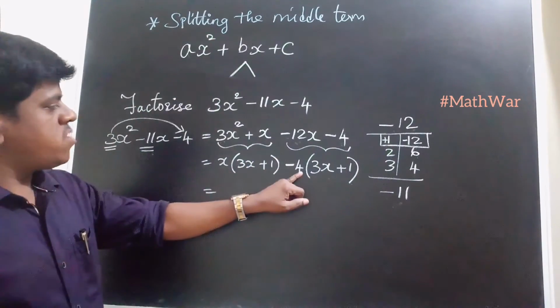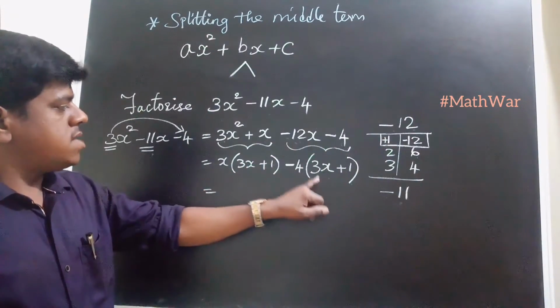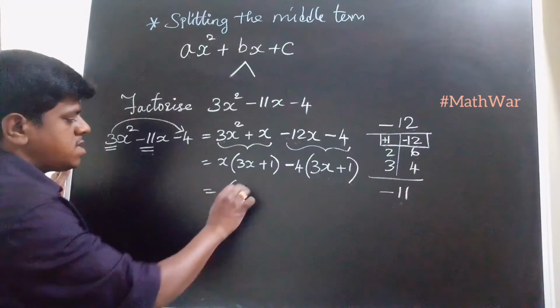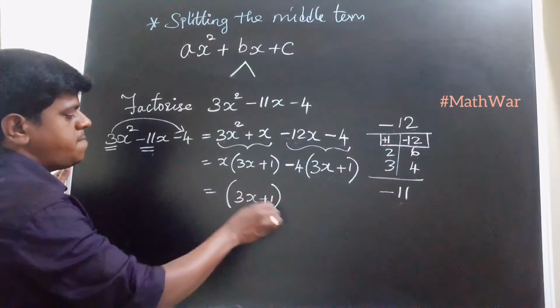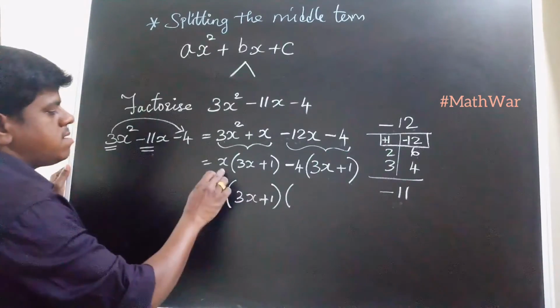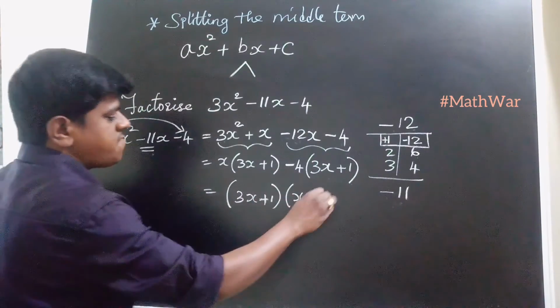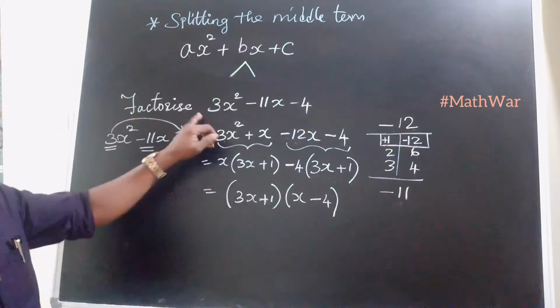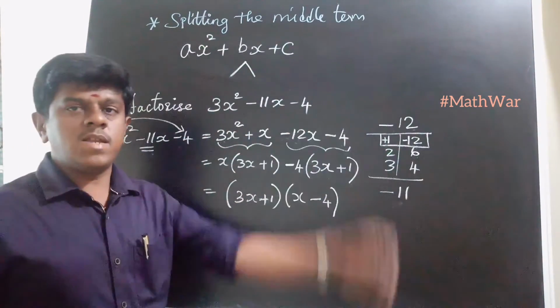Minus 4 if we take it out in these two terms, 3x plus 1 will be there. Now 3x plus 1 is common. If you take it out, 3x plus 1 into the remaining thing, x minus 4. So 3x plus 1 into x minus 4 is the answer when you factorize 3x square minus 11x minus 4.